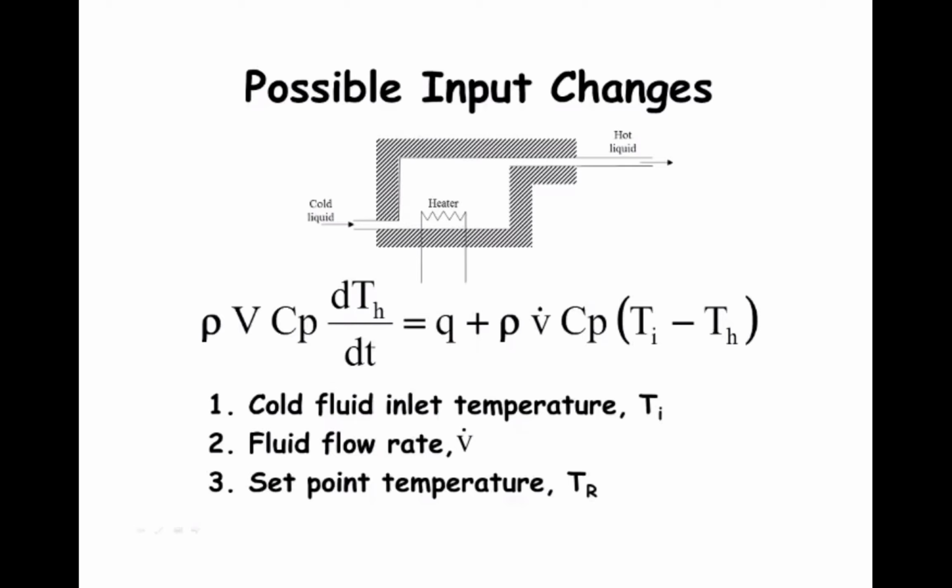The three possible input changes are cold fluid inlet temperature, Ti, fluid flow rate, V dot, and set point temperature, Tr. The first two we call regulator problems, and the third we call a servo problem. And today we only talk about the first case, which is the cold fluid inlet temperature, Ti.